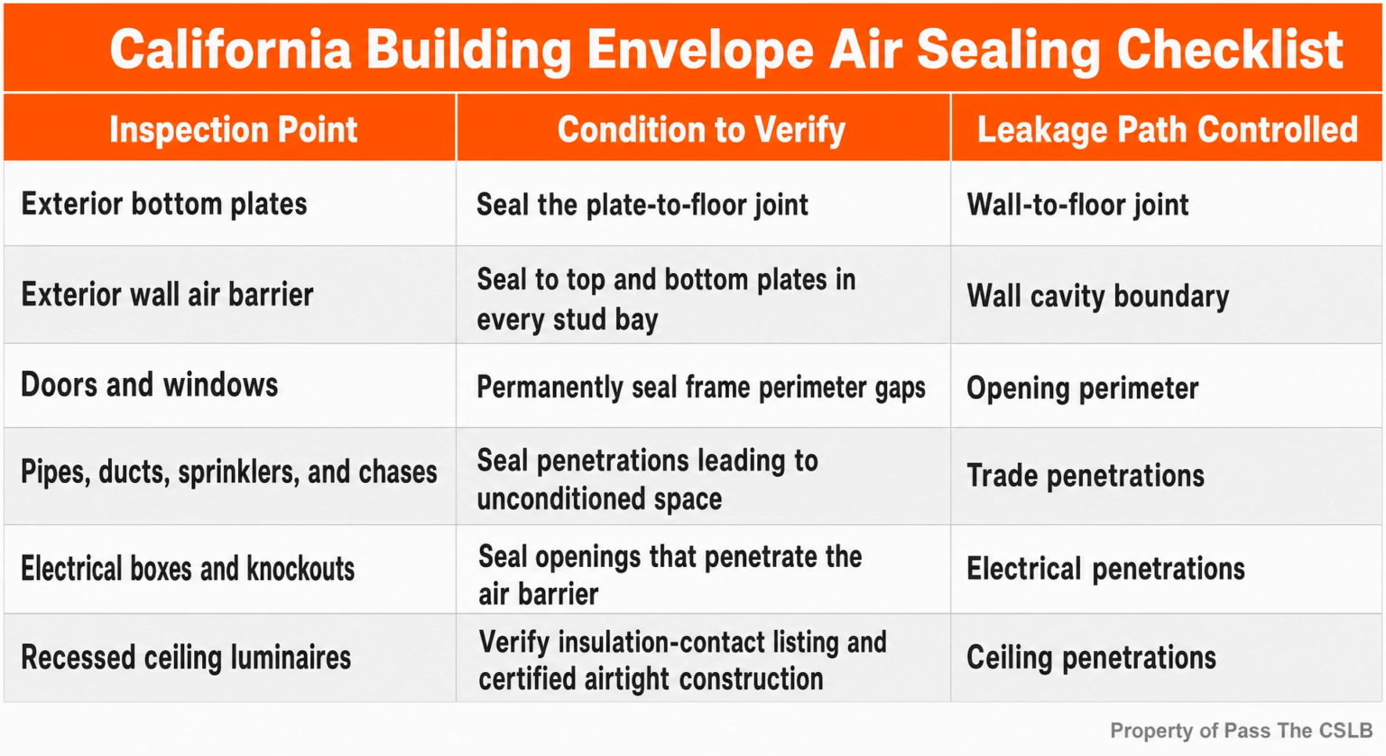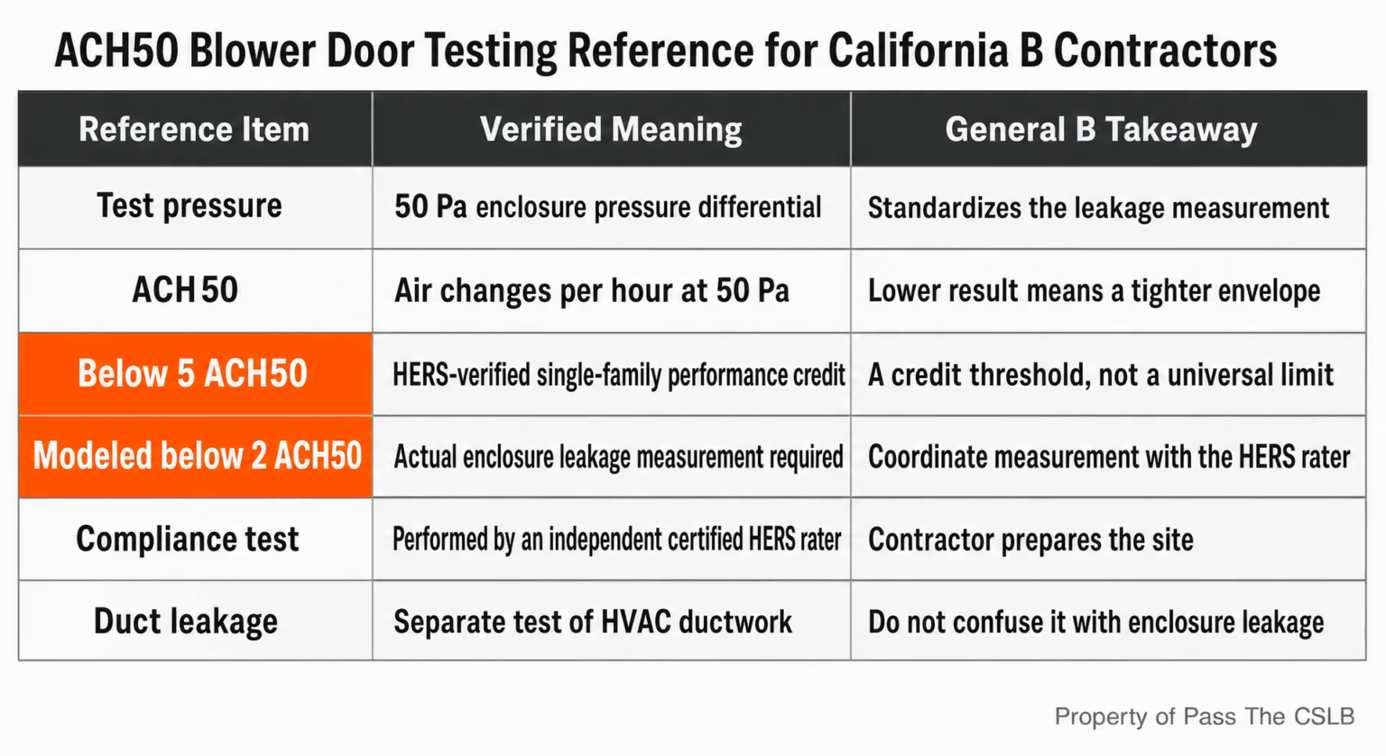The general B boundary is coordination and interpretation, not equipment calibration, pressure correction calculations, or certified test execution. Those technical testing procedures belong to the qualified rater.